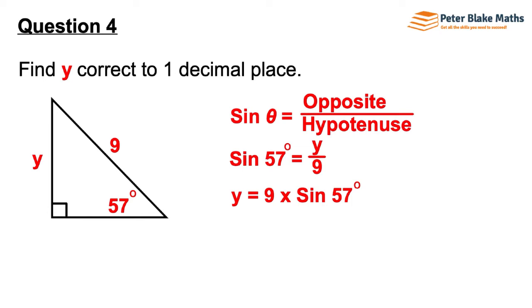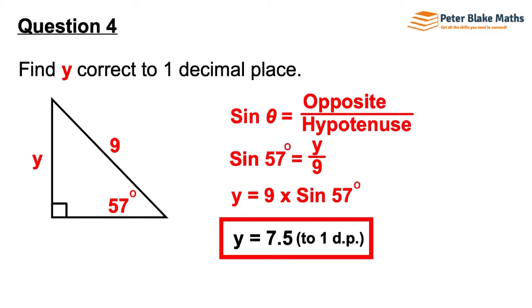We'll type that into our calculator, and we'll get a value for y as 7.5, rounded off to 1 decimal place. So we used the sine equals opposite over hypotenuse set up to get everything in the right place, and then we just solved it to get the letter on its own.